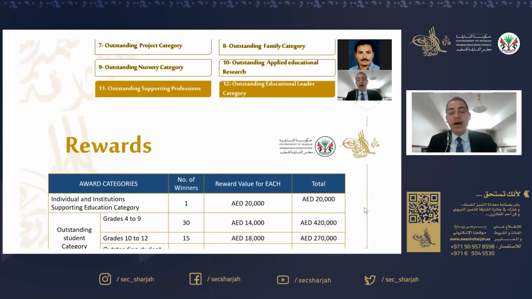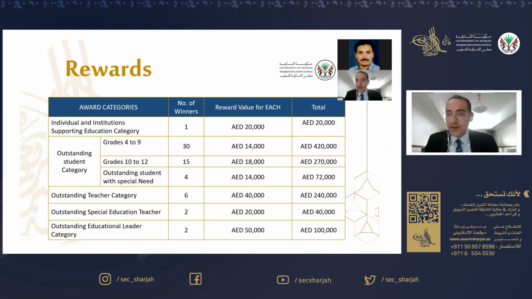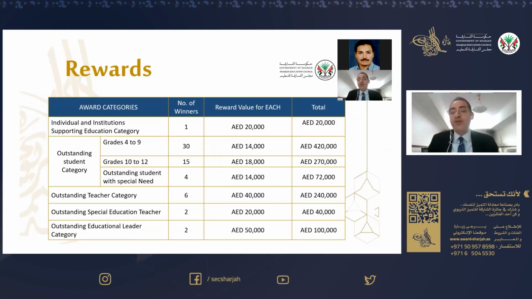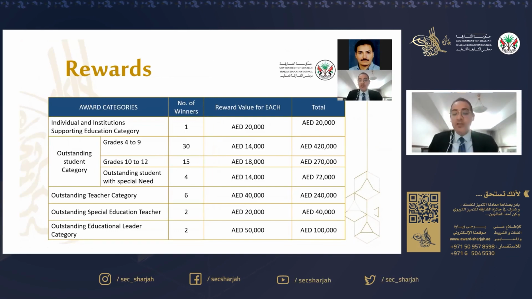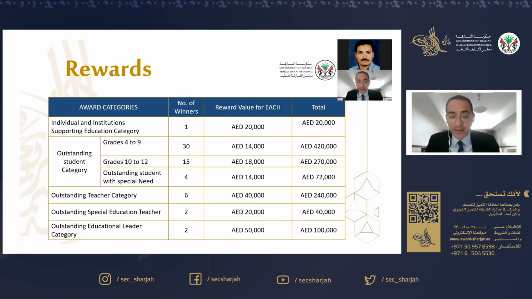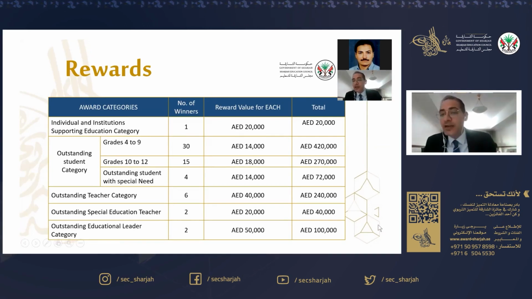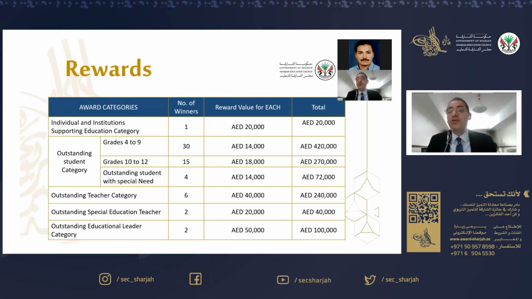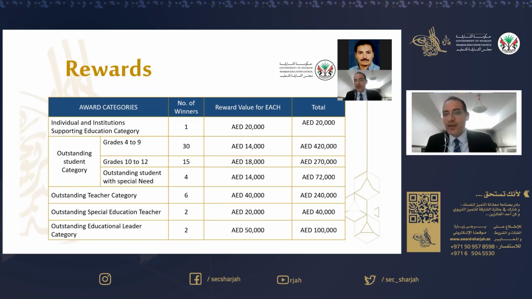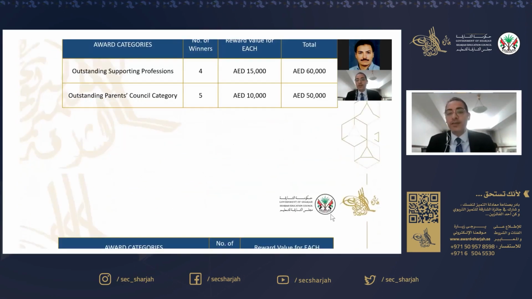Now, what do I get if I win the award? In addition to the recognition and the award badge from Sharjah Education Council and Sharjah Award, you will get the award trophy, and you will also get a large financial reward as an incentive, about, as you see, 14 to 18,000 dirhams cash. So how lucky you are. So these are the rewards for the other categories.